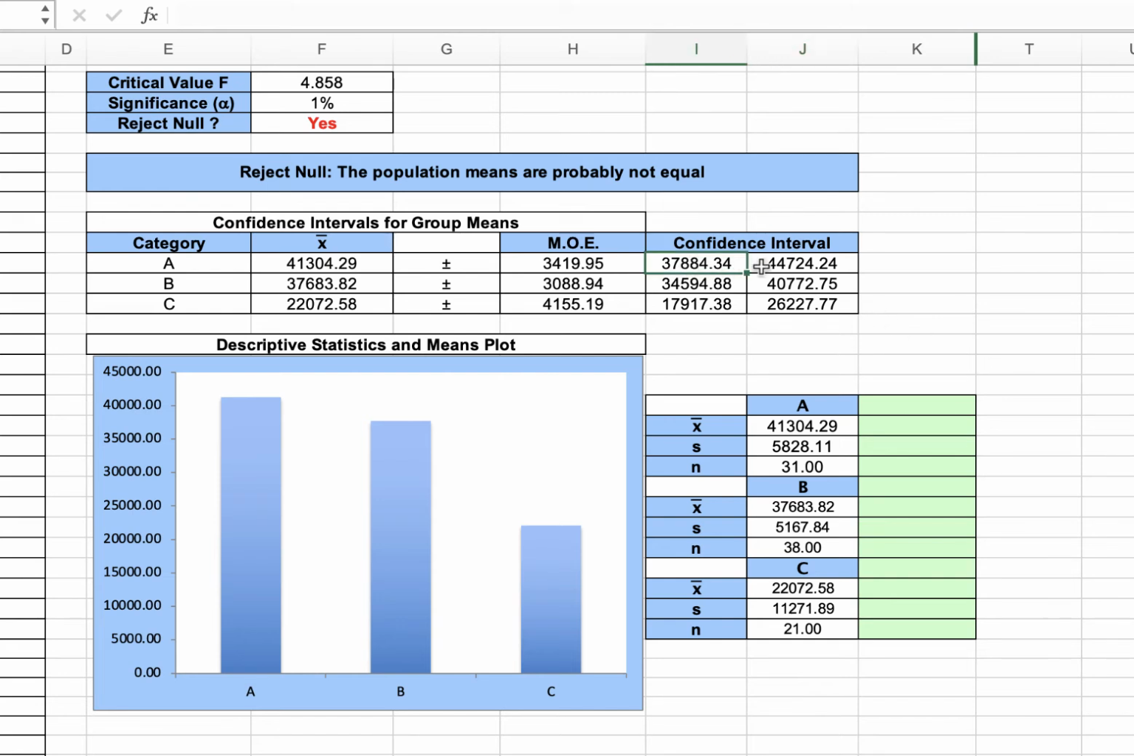So, our group confidence intervals for A, B, and C. We can see that there is a little bit of common range, actually a fair amount of common range between A and B. So there's a little bit of difference between the means, but when we factor in the margin of error, we can see there's a lot of common range. So 37.8 to 44.7 and 34.5 up to 40.7.